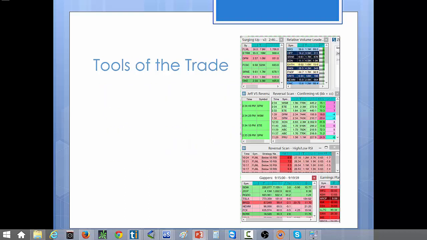All right, so the tools of the trade. Here's an example of what my Trade Ideas window looks like. Typically, I'll have this floating on one side of my window, and I'll have all my charts on the other side, so I can just click any of these tickers and load it up in my chart. Now, as you can see, there's quite a bit going on here, and we're going to go over these different scanners over the course of the next hour or so.